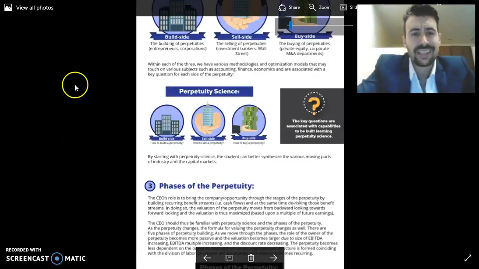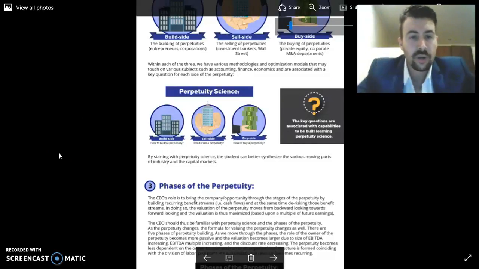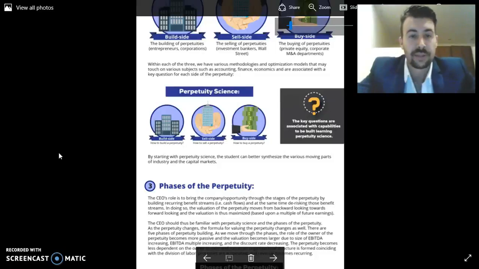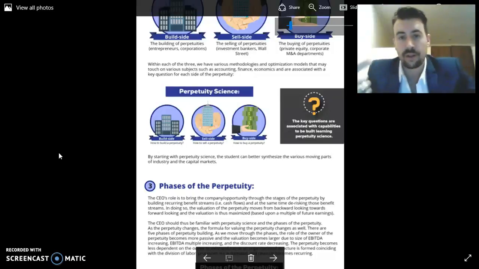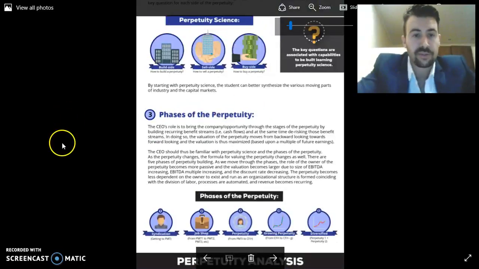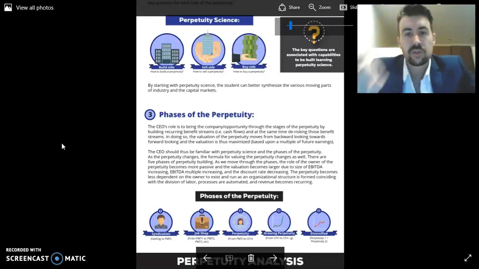And we also have a key question associated with each side of the perpetuity. So the key question associated with the build side is how to build a perpetuity, and we have a methodology for doing that. The sell side is how to sell a perpetuity, and we of course have a methodology for doing that. On the buy side, the question is how to buy a perpetuity, and we have a methodology for that as well at Investment Banking University.